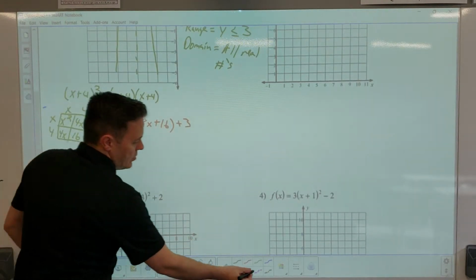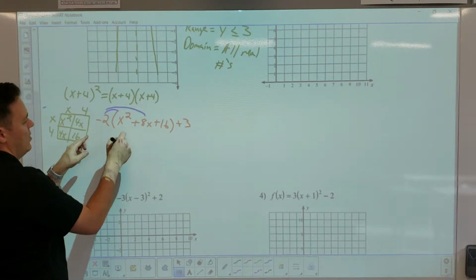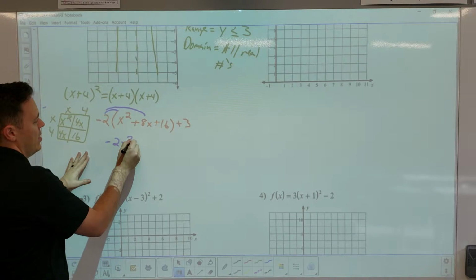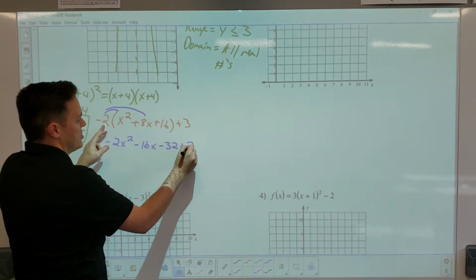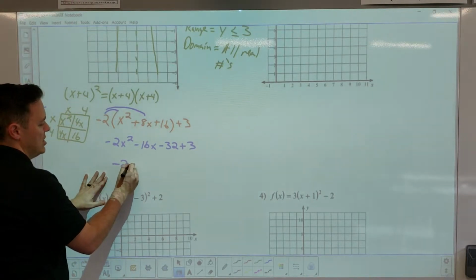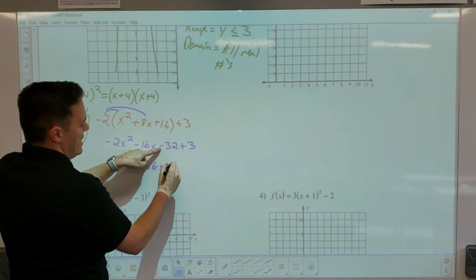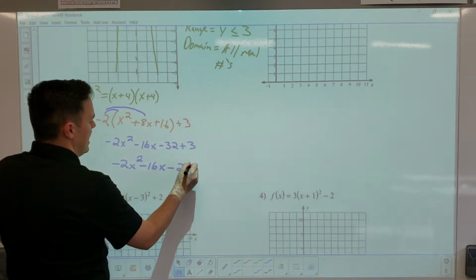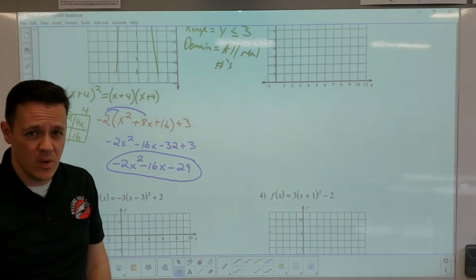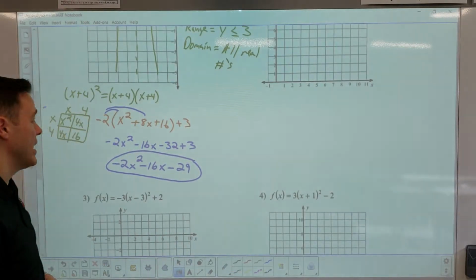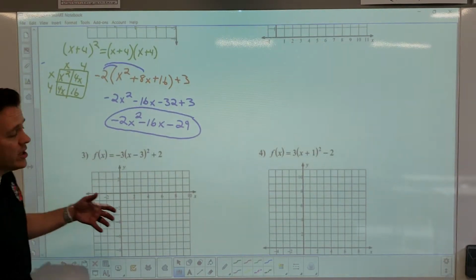Now you distribute, right? So when you distribute, you just take this bad boy here and you multiply it out. So it's -2x squared minus 16x minus 32 plus 3, and your final equation is the same repeated steps, but these two added together, which would be -29. Ladies and gentlemen, that is your standard form equation. That's what I want you guys to practice on today. Okay? All right. Next, if you guys are struggling with this, please let me know.